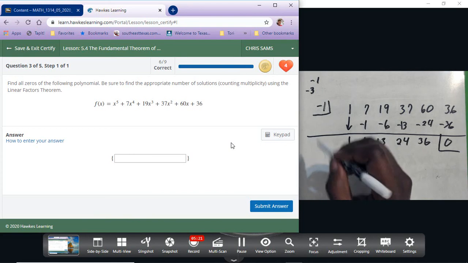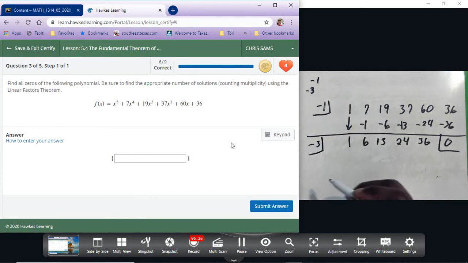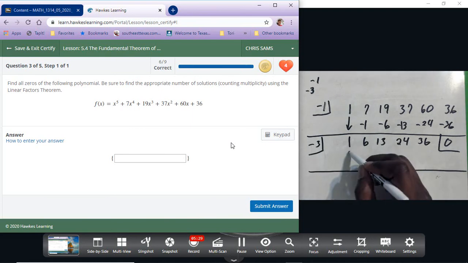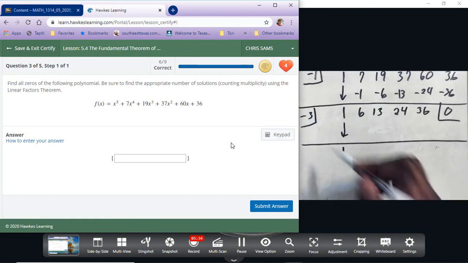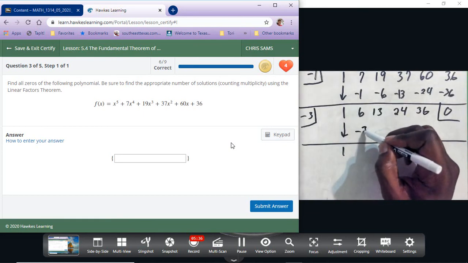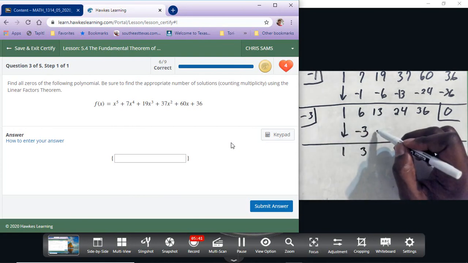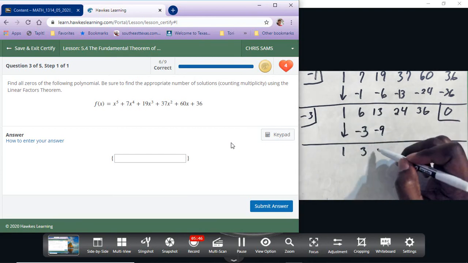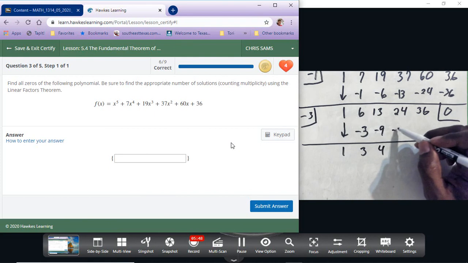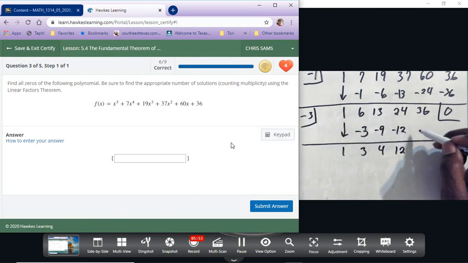And then we will start with negative 3. So now we're going to use negative 3. So bring down the first term. And then multiply by negative 3. And we get positive 3 when we subtract. This gives us a negative 9. Negative 3 times that. And we get a positive 4. Gives us a negative 12. Gives us a positive 12. So a negative 36 when we multiply, and that ends up with 0.